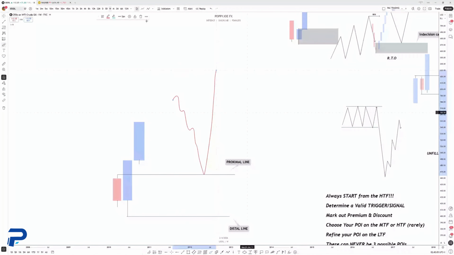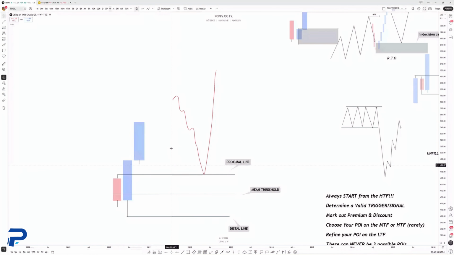Now, let me be clear about it. I've mentioned proximal. Proximal is the one at the highest point. Distal is the one at the lowest point. The one at the middle point, that's the 50% of your POI, is called the mean threshold. Very, very important as well. Some people just mark the 50% and place their trade from the 50%, but I don't support that. You must learn my trick on refinement to get information.